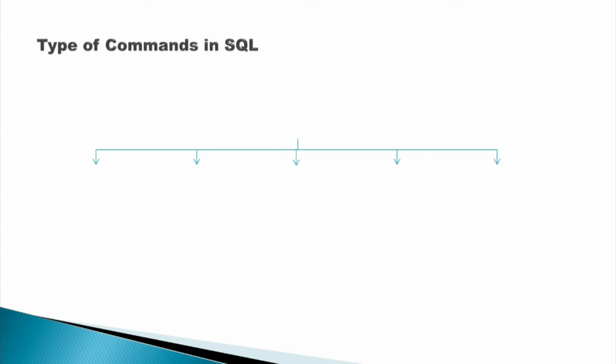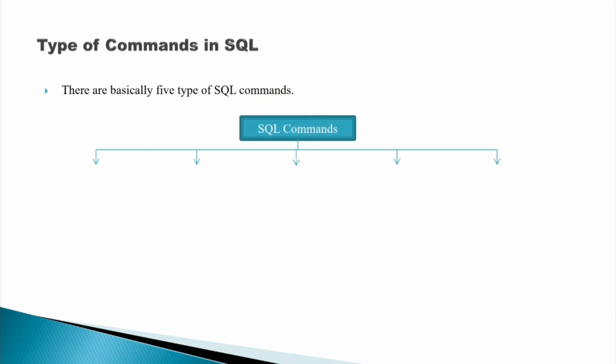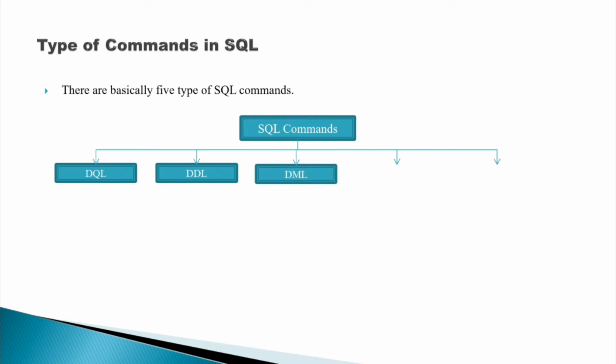Next question is, what are the different types of SQL commands? There are basically 5 types of SQL commands which we are using in the Oracle database. One is DQL. DQL stands for data query language. Second one is DDL. DDL stands for data definition language. Third one is DML, data manipulation language. Fourth one is DCL, data control language. Fifth one is TCL, transaction control language.